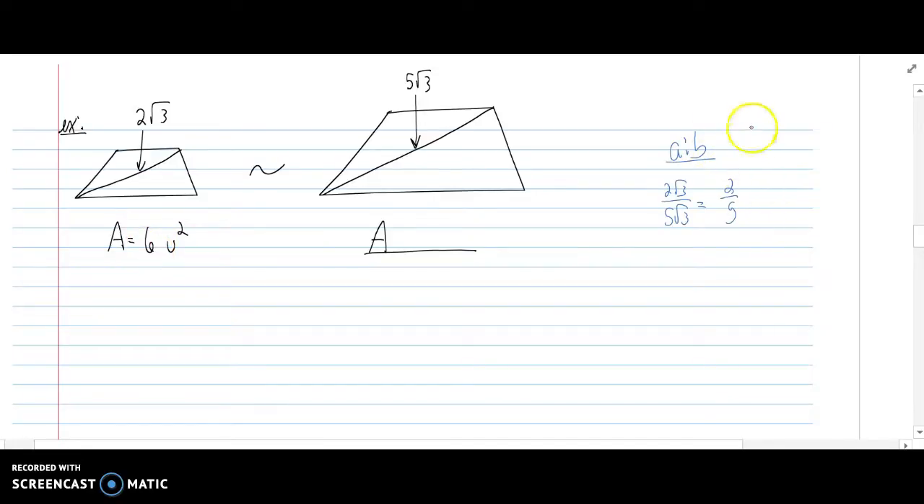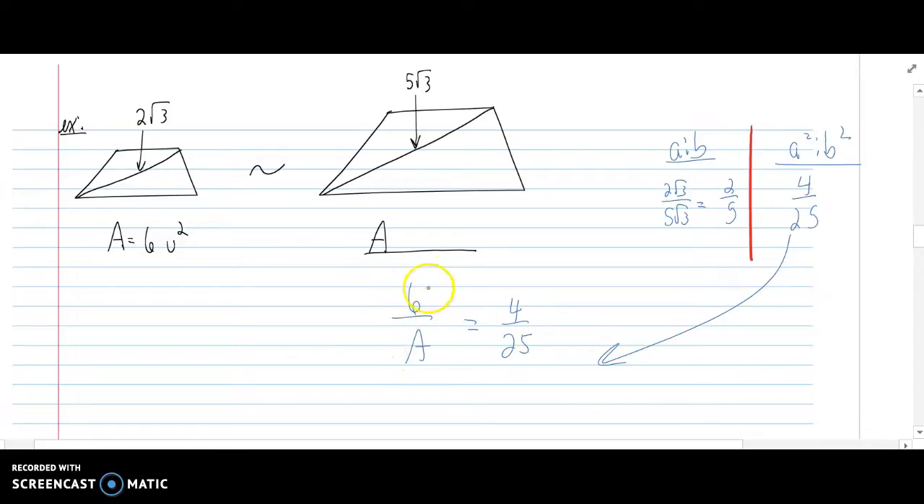If the A to B ratio is 2 to 5, that means that the area ratio, A squared to B squared, is 4 over 25. So we're going to take what the ratio is, set it equal to the actual areas. So 6 over A equals 4 over 25.